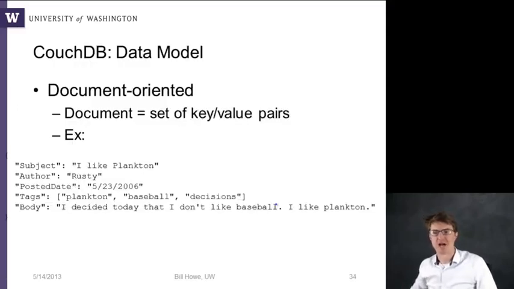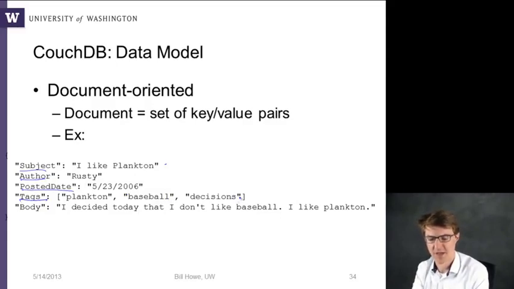So the data model here is document oriented, as we said, where a document is a set of key value pairs. In this application, these are perhaps blog posts where they have a subject, the key is subject, and the value is some text string, and they have an author, and a date on which they're posted, and then they have a set of tags, and this is what makes it a document model. We said they could be nested, so it's okay to have a list of objects here, and then they have a body, which is another string.